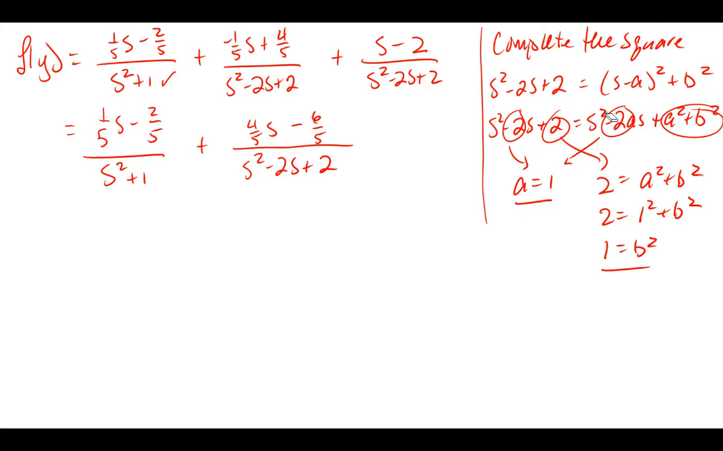But we just got finished over here saying that s squared minus 2s plus 2 is going to more friendlily, that's not a word, be written as (s minus 1) squared plus 1. That's my complete the square. So where did that come from? It came from us doing complete the square. Okay, so we're making progress, even though this is still a bit of a hot mess right now.